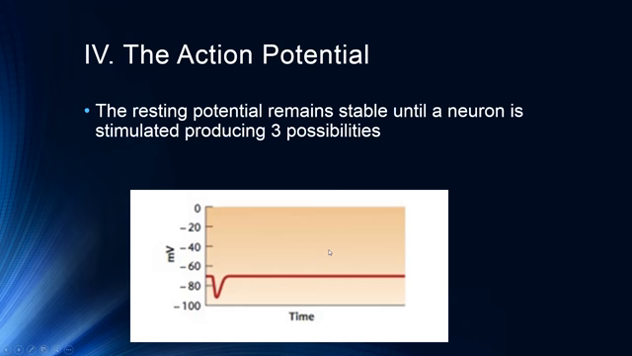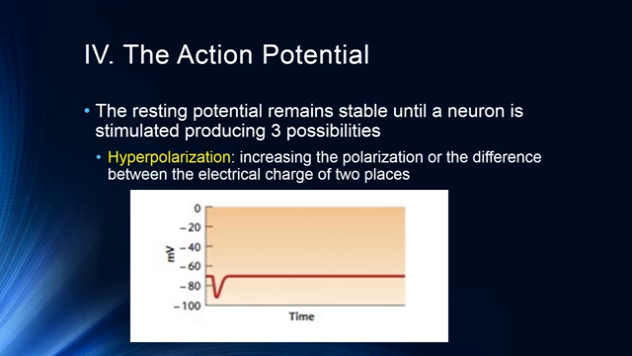So that gets us to what happens in the generation of an action potential. The resting potential remains stable until a neuron is stimulated, which produces 3 distinct possibilities. We'll talk first about hyperpolarization. Hyperpolarization is increasing the polarization, or the difference between the electrical charge of the 2 places, so the inside and the outside of the cell. A hyperpolarization is actually inhibitory. That is, it makes it less likely that an action potential will be generated.